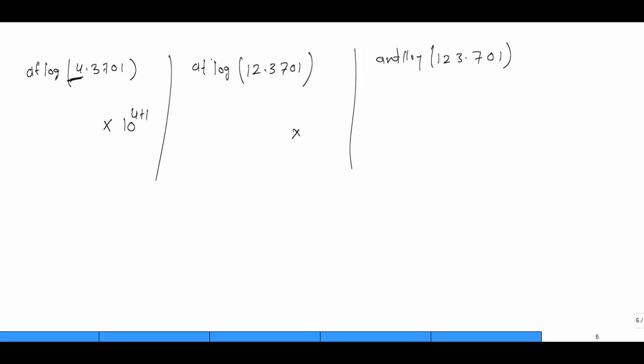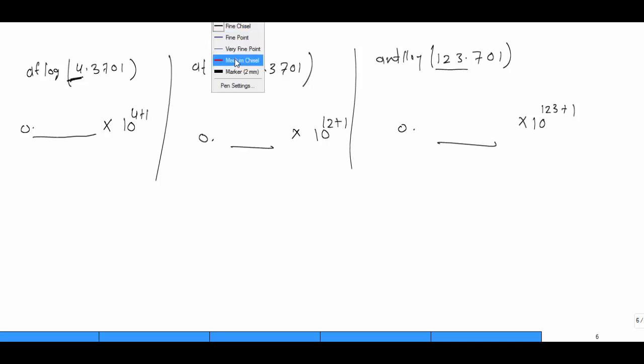Now here, what is the characteristic? It is 12. That means your answer will be 10 raised to the power 12 plus 1. Now here, what is the characteristic? 123. So your answer will be 10 raised to the power 123 plus 1. Now we have to find out what value comes here. That will be 0 point something. This also will be 0 point something, and this also 0 point something. Now what is that something? That will be decided by the mantissa.